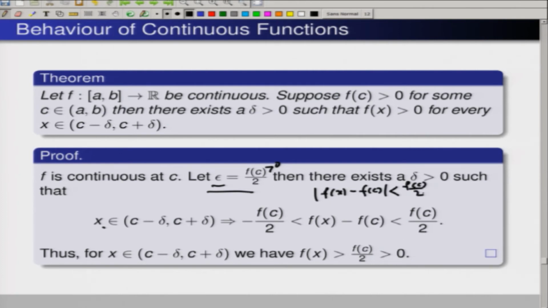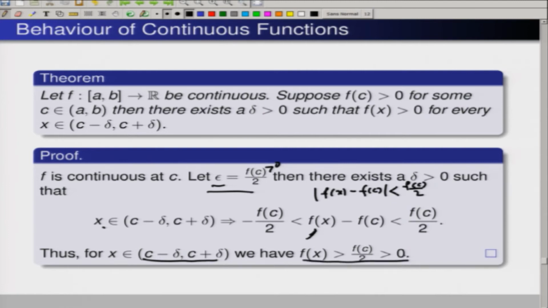In other words, I can write that minus f(c)/2 is less than f(x) minus f(c), which is less than f(c)/2. So now, for this x in the neighborhood c minus delta to c plus delta, from this inequality I get that f(x) is greater than f(c) minus f(c)/2, which is equal to f(c)/2. Now, f(c) is positive, so f(c)/2 is positive. So in this neighborhood c minus delta to c plus delta, f(x) is positive.